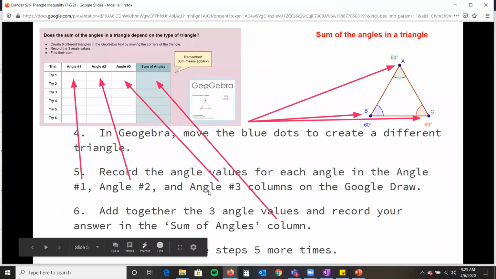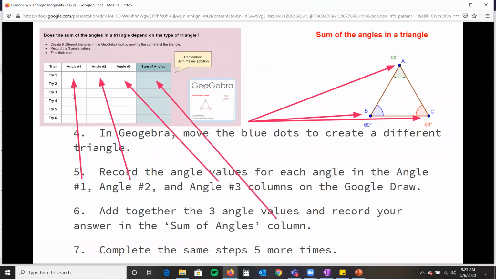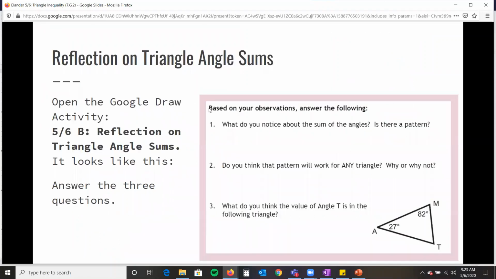If you've already filled in this chart here, angles 1, 2, 3, and then the sums where you add them all up, or when you complete this, I want you to go to Google Draw Activity 5/6B. So we just did A, now we're going to do B.